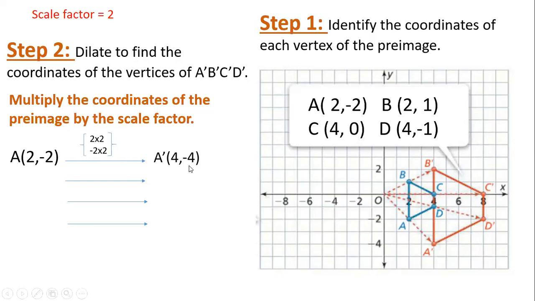2 times 2 is going to give me 4, and negative times positive is negative, so it's going to give me -4. Clear? Yes. Miss, it doesn't have to be 2, right? No, sometimes it can be 3. It depends on the scale factor. This is given in the question. The scale factor is equal to 2, so we follow the given.